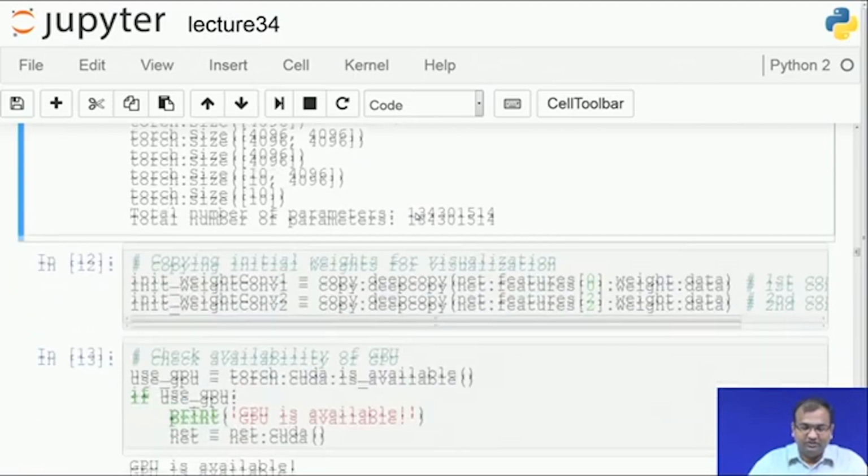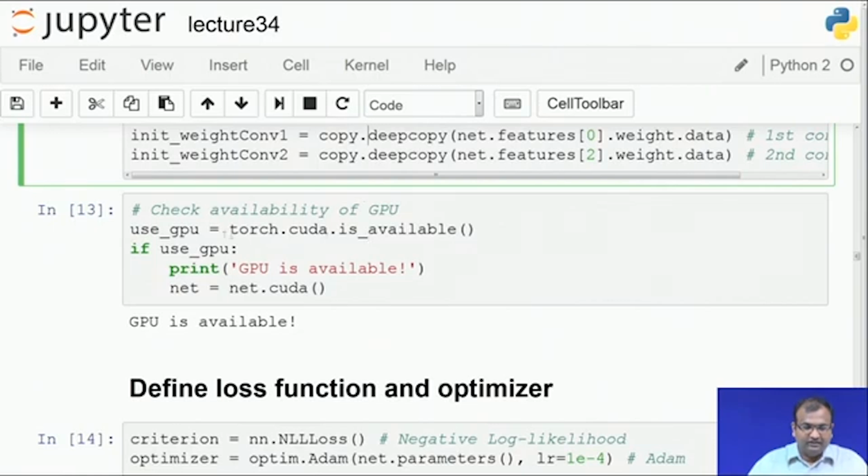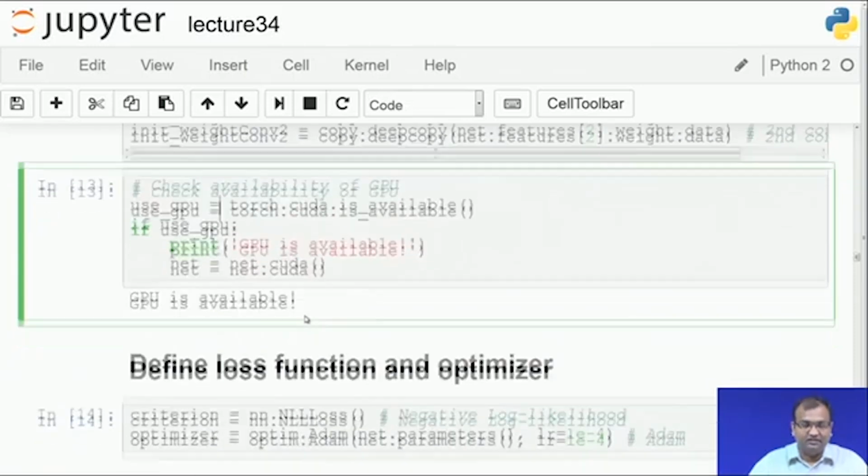Now what I would like to do is copy my random weights and keep them for use if I want to do anything. And then typically, as with the earlier examples, I was visualizing it and trying to show you how these things are changing. Following this, I check if my GPU is available. If my GPU is available, then I can get it running on the GPU itself.